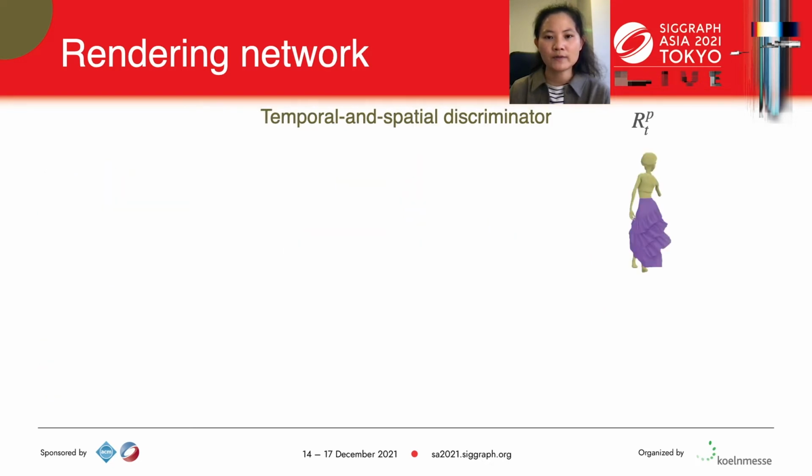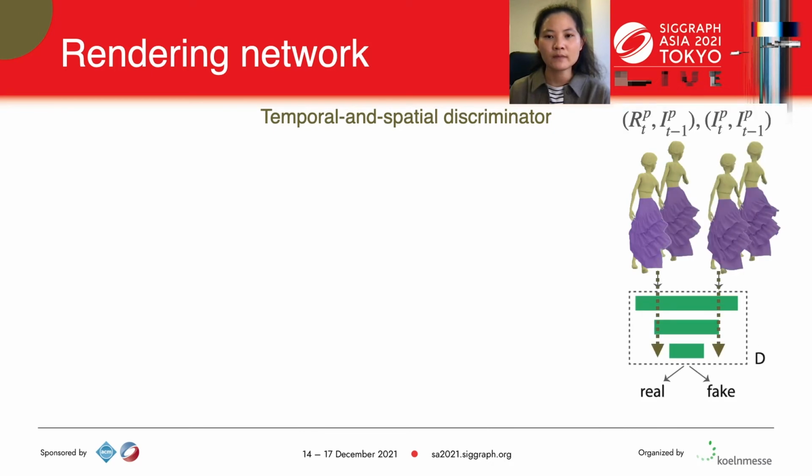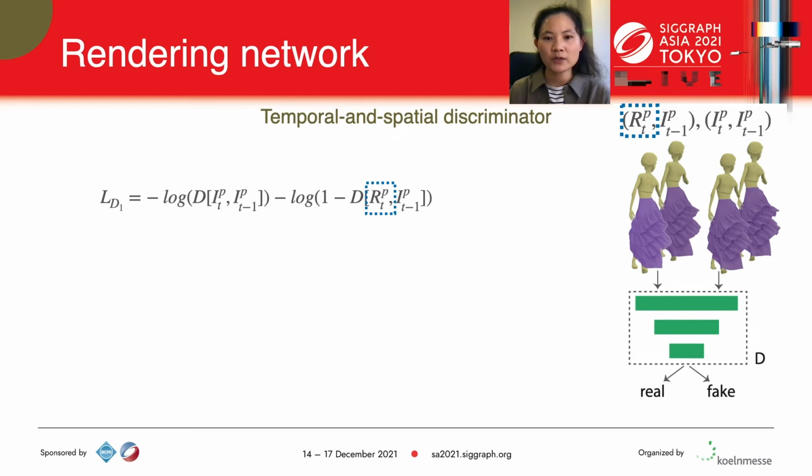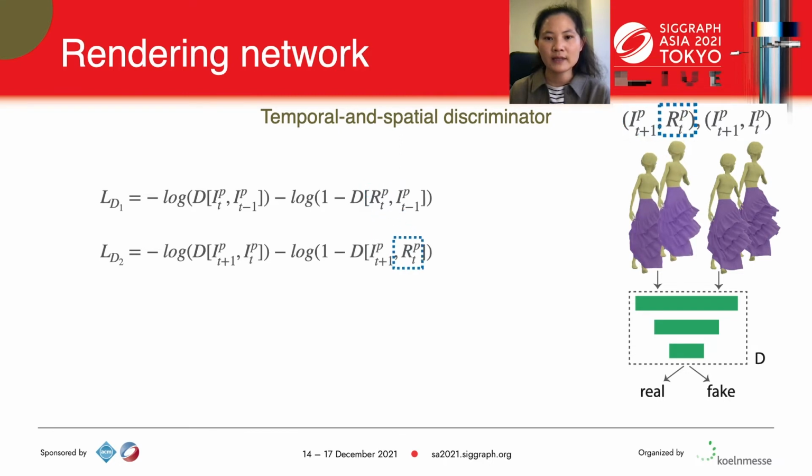With the output of the rendering network, we train a discriminator network that takes consecutive frames as input and classifies them as real or fake. We provide two types of input to the discriminator. The first one is a target frame rendering conditioned with its previous ground truth rendering. And the second is with the known next frame ground truth rendering, to tell the current rendering to be real or fake. Our adversarial loss ensures the spatial temporal plausibility of the renderings.